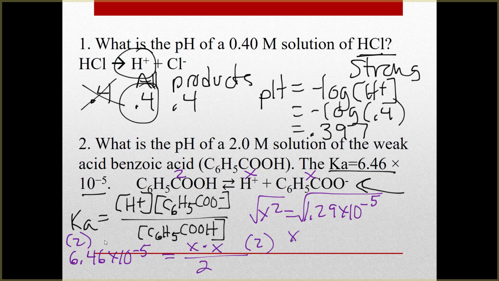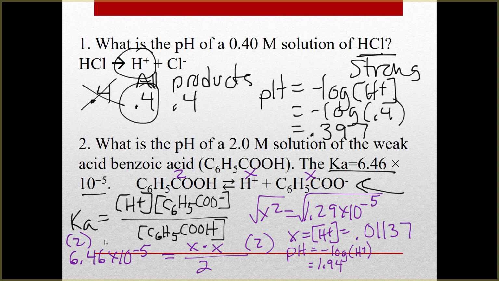And I get x is equal to my hydrogen concentration and the leftover, but we don't really need that. We just need the hydrogen concentration. And to find my pH, I have to plug it into my pH formula. And I get a pH of 1.94. So this is combining what we know about strong acids and weak acids.